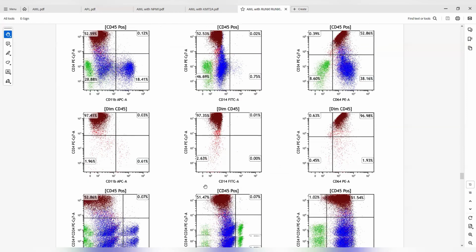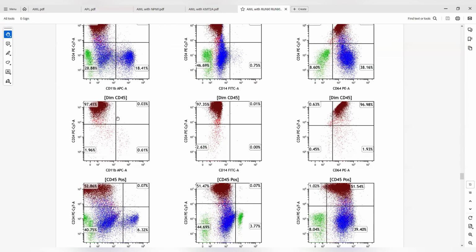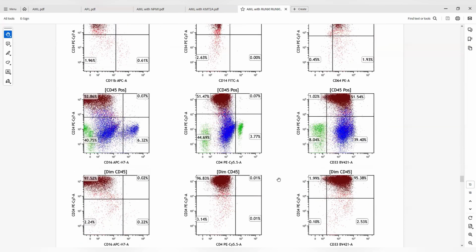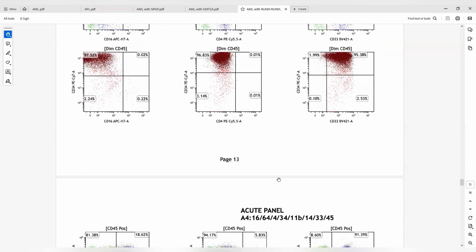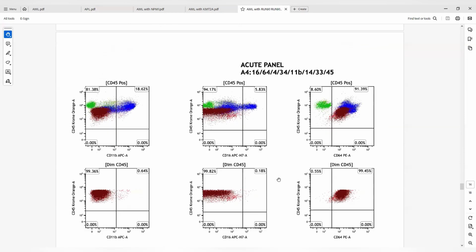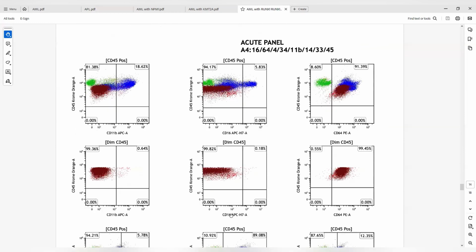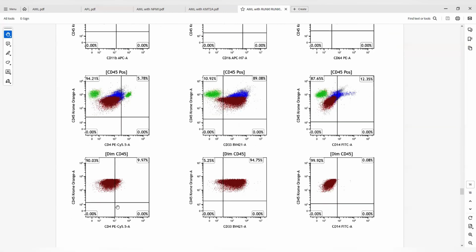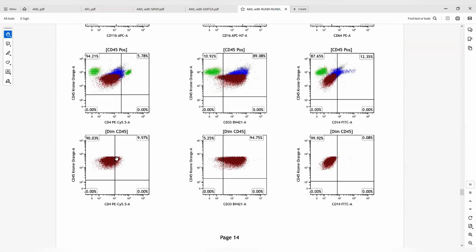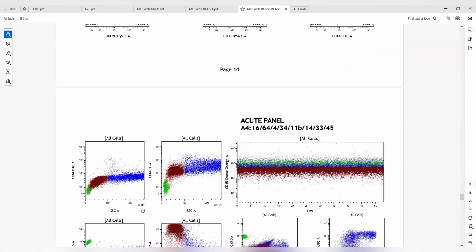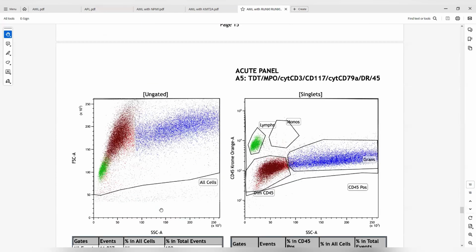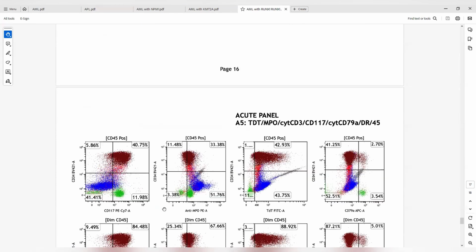Now let me take you to our monocytic tube. CD11b is negative, CD14 is negative, CD64 is positive in this population. Here more, CD16 is negative, CD64 is positive, CD11b is negative. CD4 is predominantly negative in this population. So it doesn't seem like we're dealing with a monoblast population.